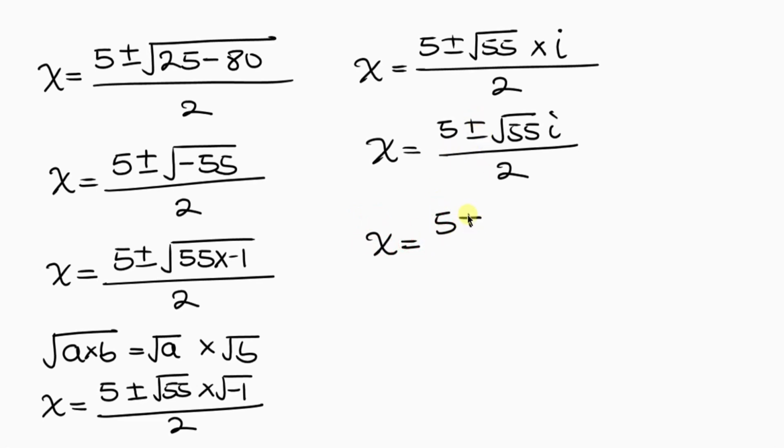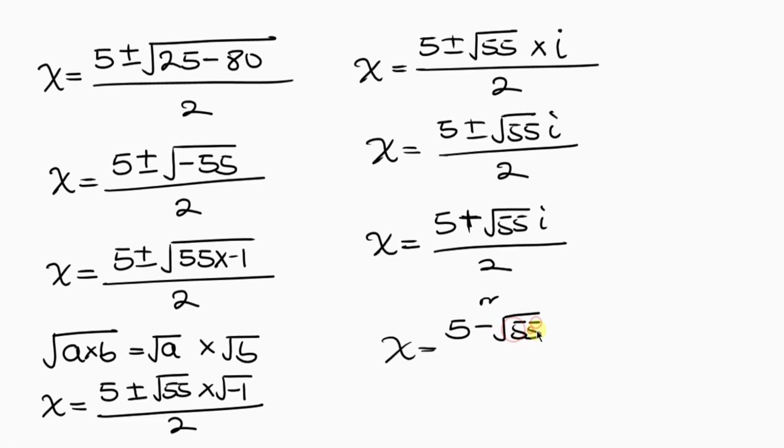So there are actually two solutions from here, which is x equal to 5 plus or minus. Okay, we take the plus first because I'm separating the solutions. The square root of 55i all over 2, or x is equal to 5. Now this time we take the negative, minus the square root of 55i all over 2. So this is a second solution and this is a third solution. So we only have one real solution, which is x equal to -4, and we have two complex solutions.